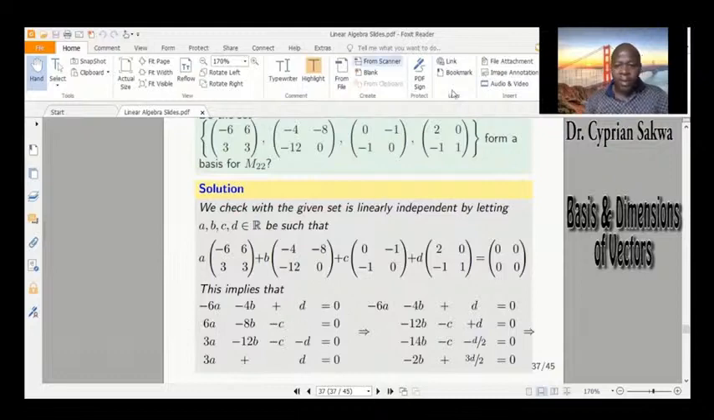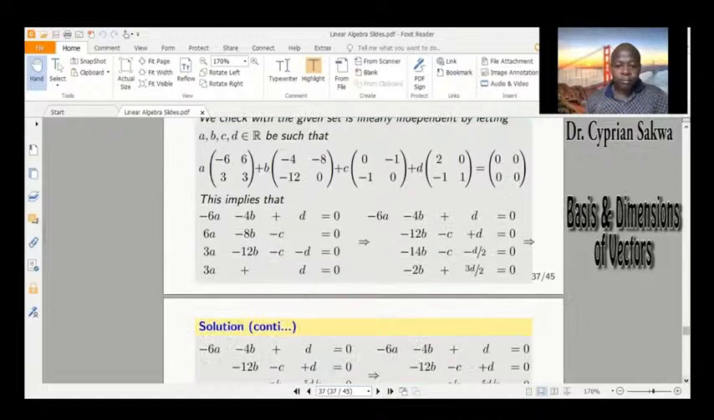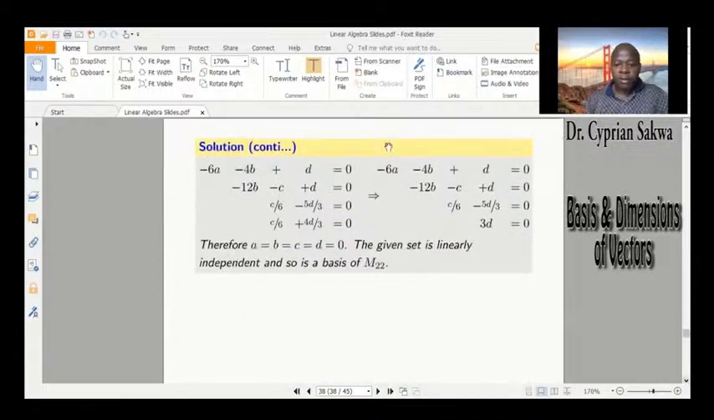And I reduced this system to echelon form, and this is what I got. This is my final result when I reduce to echelon form. So I go straight to the last row here and see that D is 0. Then I proceed to the third last row here, and I found that again C will be 0. Then going to this, I will find that B will be 0. Then finally going to the first row, A will be 0. So I found that A equals B equals C equals D, and they are all 0.